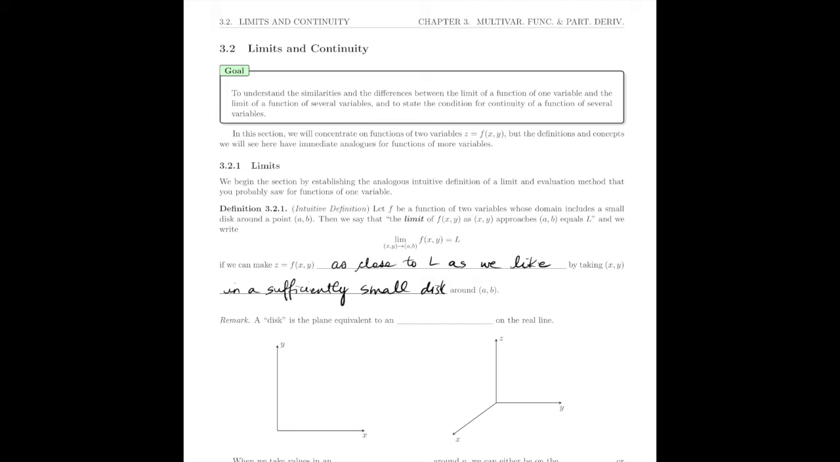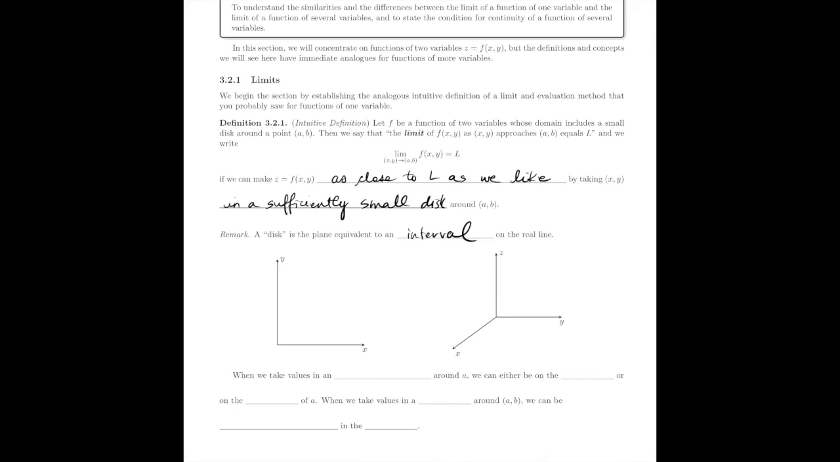So let's talk about a disk. A disk is the plane equivalent to an interval on the real line. So for example, in 2 dimensions, given a point A, to evaluate the limit as x goes to A of a function, you need the function to be defined in some interval around A. And then you're examining what happens to the function in that interval, but not necessarily at A.